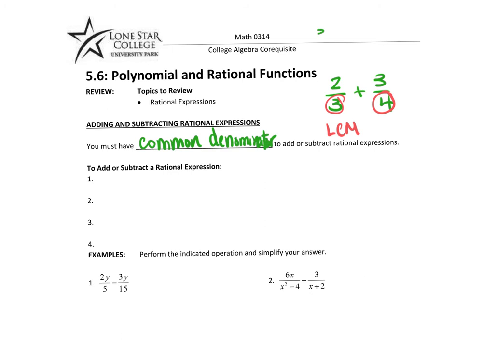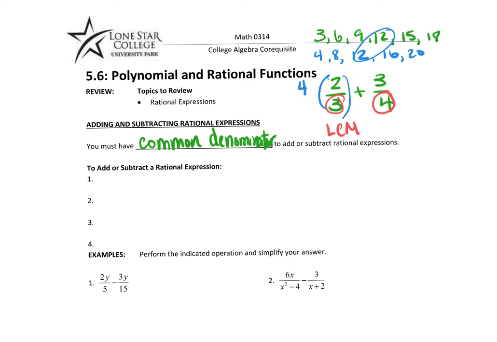Literally, you're going to go 3, 6, 9, 12, 15, 18. You would go 4. 4 would be 4, 8, 12, 16, 20. These are the least, so you want to get them both to 12. So to get those to 12, you would multiply this side over here by the number 4, because you're multiplying by what's going to make the denominator 12.